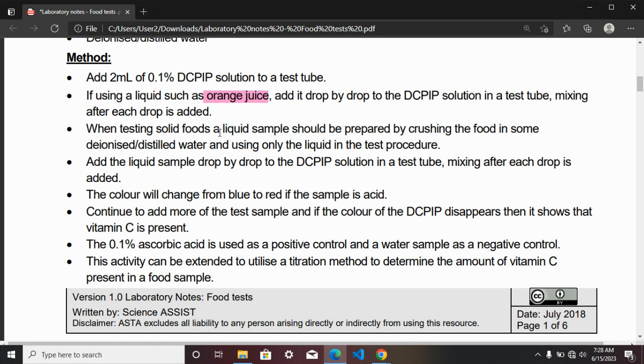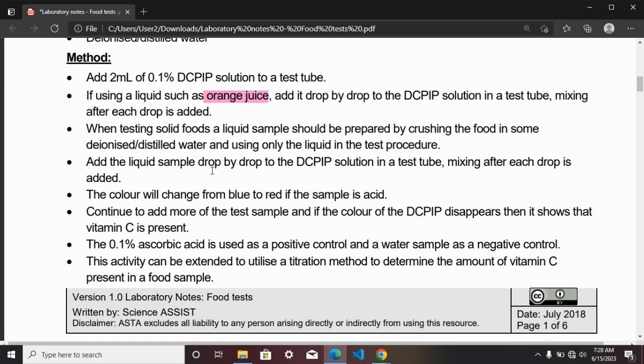When testing solid foods, a liquid sample should be prepared by crushing the food in some deionized or distilled water and using only the liquid in the test procedure. It means if you have some foods which are solid, you have to crush them and mix them with distilled water to make a liquid solution that will be used with the DCPIP solution for testing.